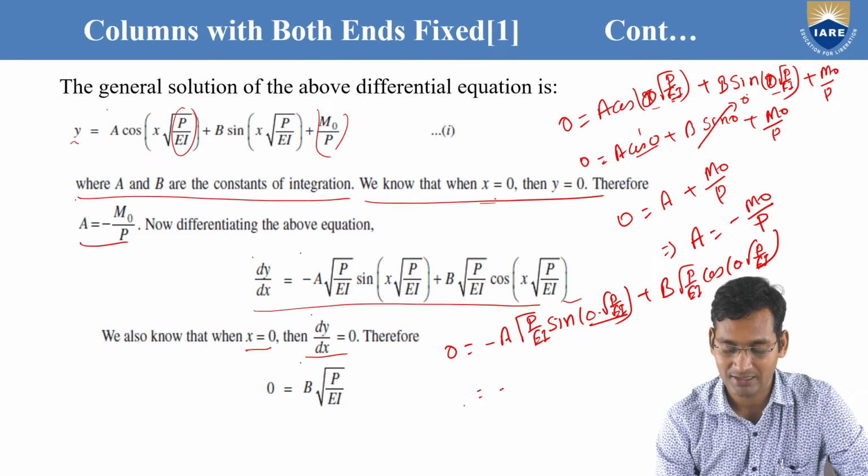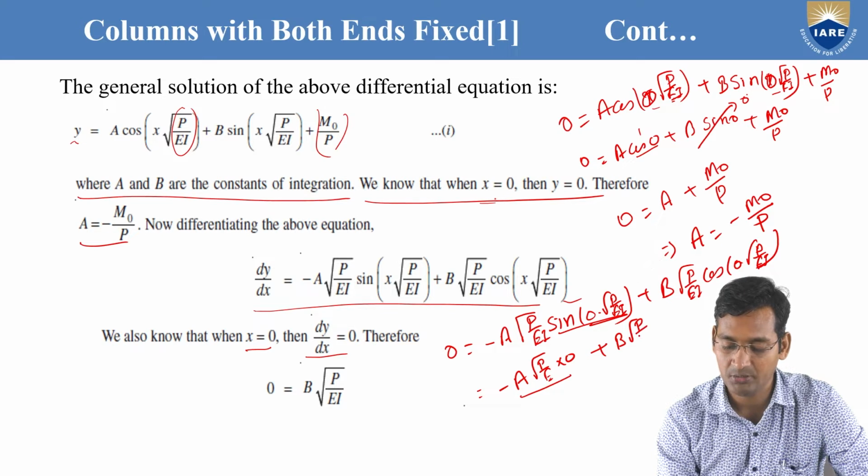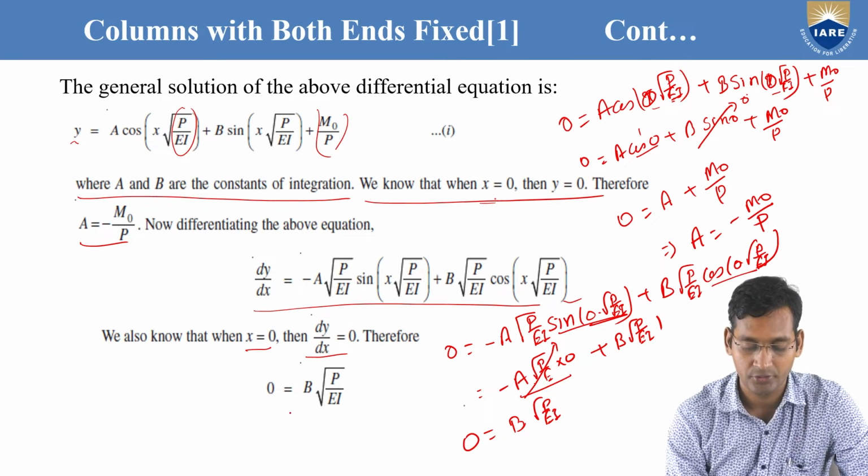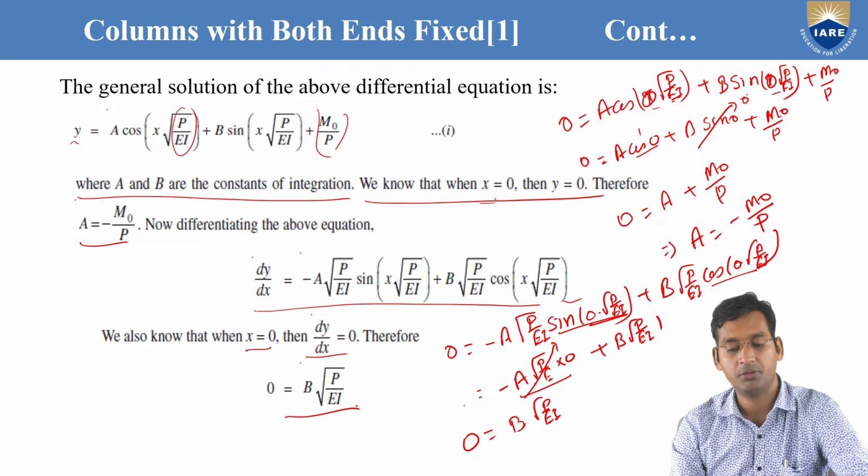So that we can write minus a root p by EI into sin 0. Sin 0 is 0, right? So this term will be 0 plus b root p by EI cos 0 into this is 0. So cos 0 is 1. From here what will we get? 0 equals, this term will be 0 because multiplying by 0, so b root p by EI. So yeah, we got b root p by EI.